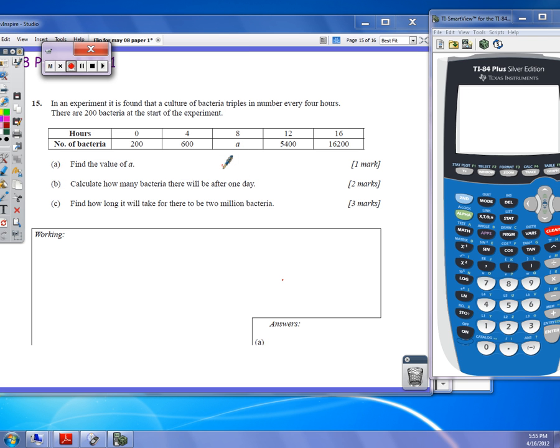Problem 15. You're almost finished with the test. You feel like quitting, but don't do that. You can do this problem.